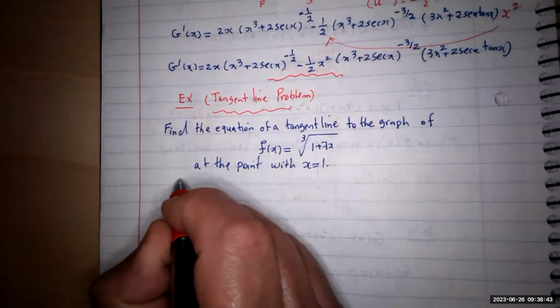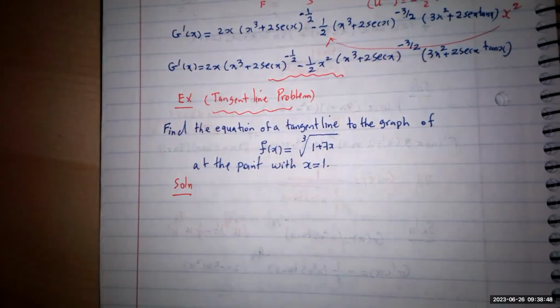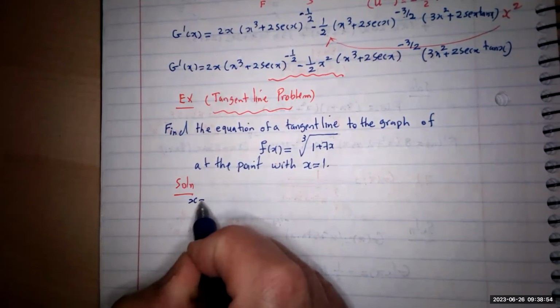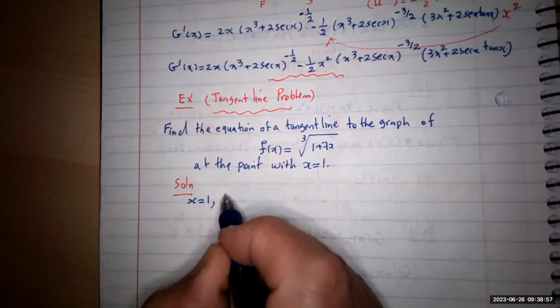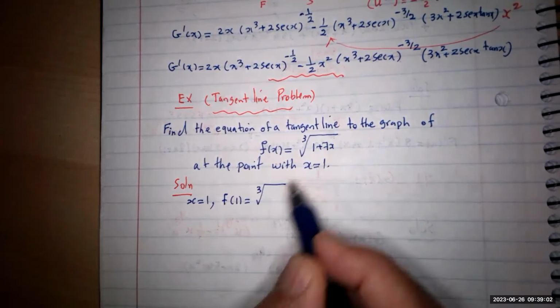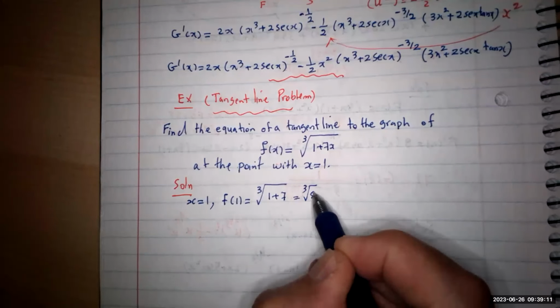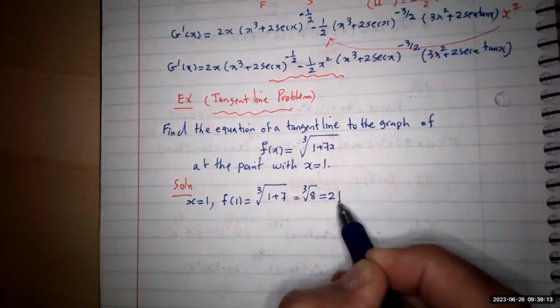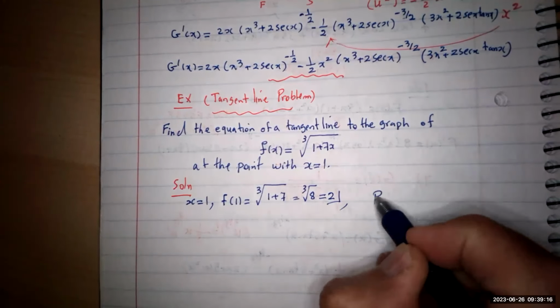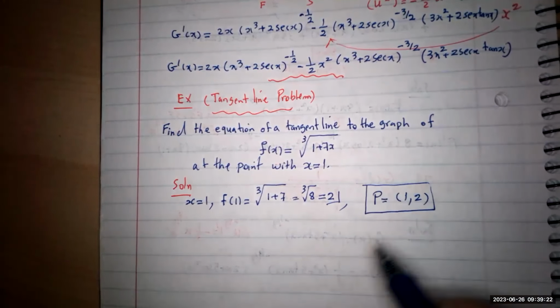So that's it. Solution. Step 1, I need a point. X is equal to 1, so we find f of 1. f of 1 would be the cube root of, replacing x by 1, 1 plus 7. 1 plus 7 is 8, so that gives you the cube root of 8, and the cube root of 8 is equal to 2. So we have a point. You may call it a point P, (1, 2). This is step 1.